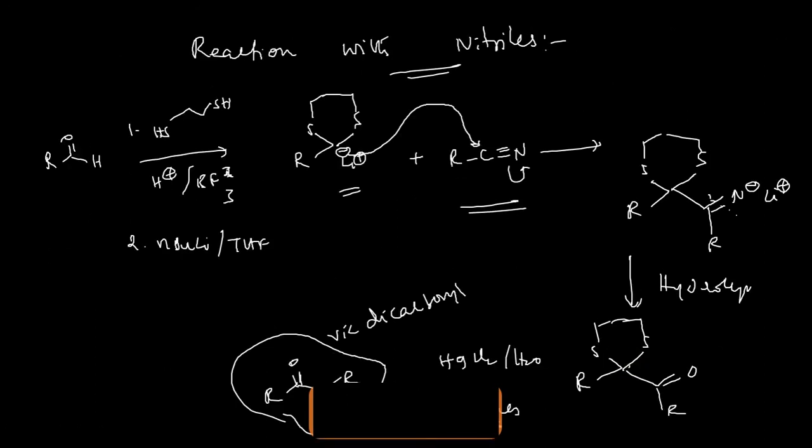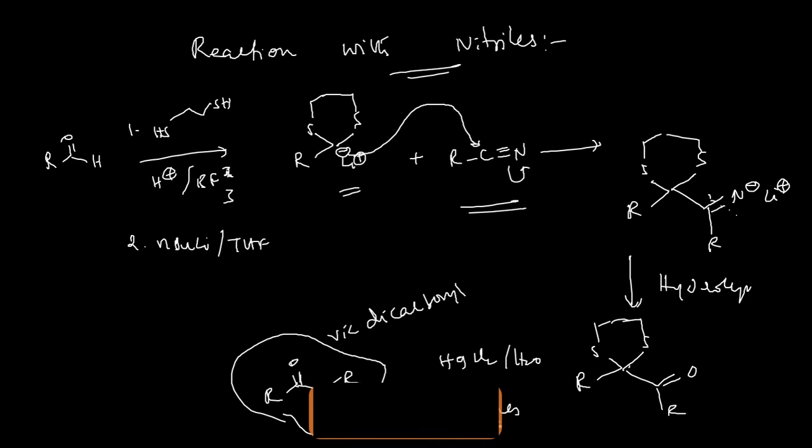The other application is you can perform a reaction of this lithiated 1,3-dithiane with nitriles. Nitrile is also having an electropositive carbon center because it is attached to an electronegative atom, so this nucleophile in lithiated 1,3-dithiane attacks at this electrophilic center, and upon hydrolysis gives you vicinal dicarbonyl. That means they give you 1,2 diketones.